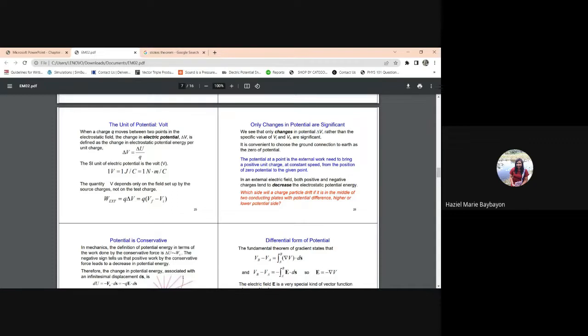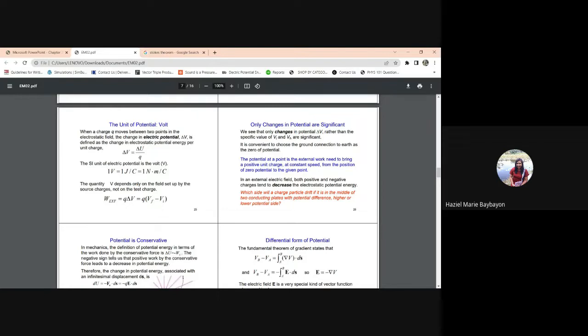So as mentioned, V, the potential, is a scalar quantity that depends only on the field set up by the source charges and not on the test charge. Okay. Now, ang magmatter, class, is the change in the potential difference.